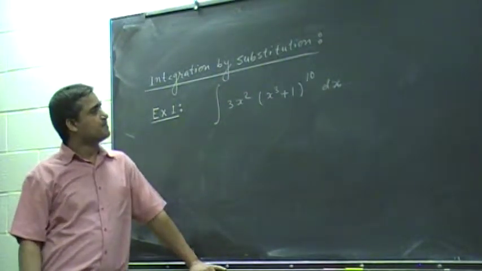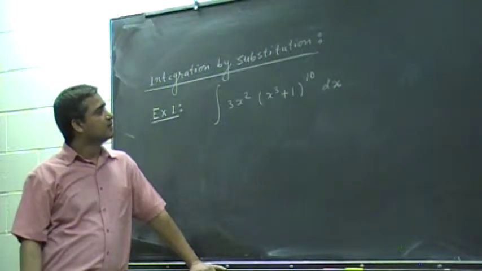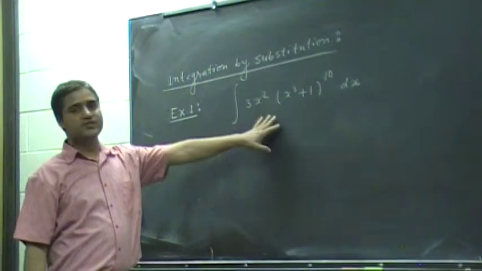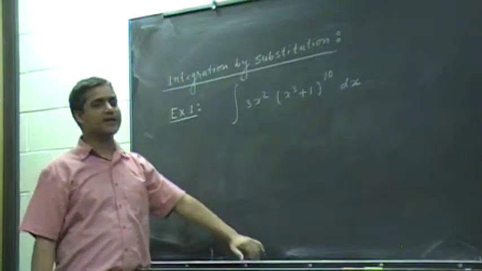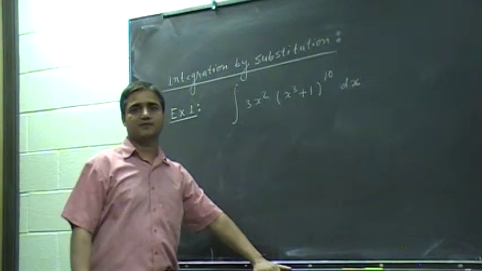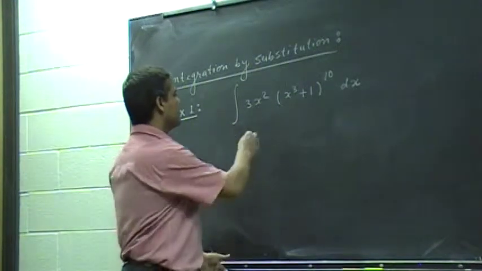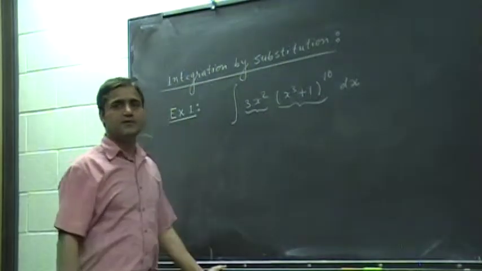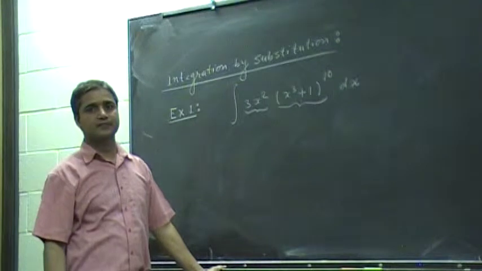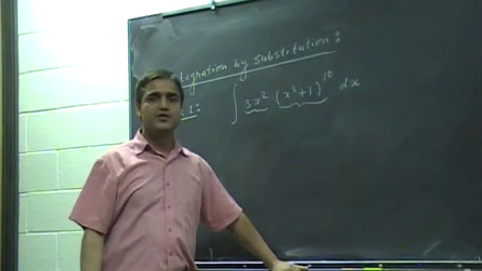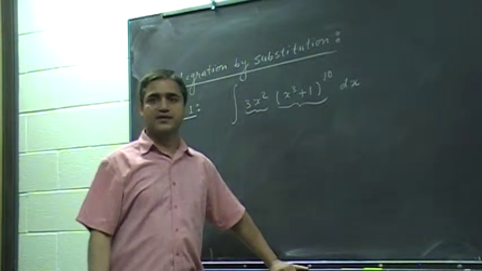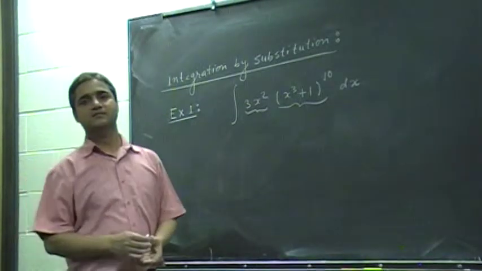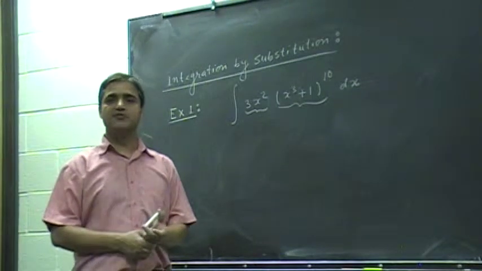Look at this problem. We cannot find the integration using the techniques we used in the last section. The reason is the integrand is a product of two terms, right? A product of two functions. And unfortunately, we don't have a product rule for integration. But this integral is doable using the substitution method.